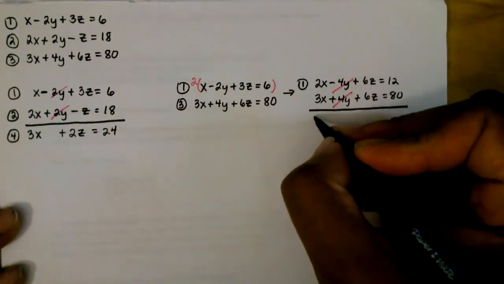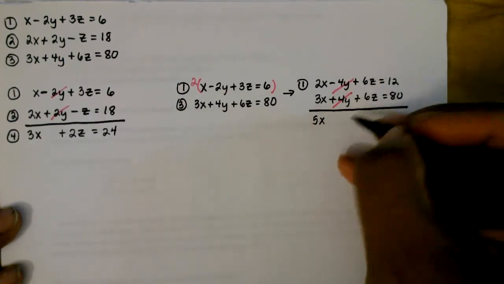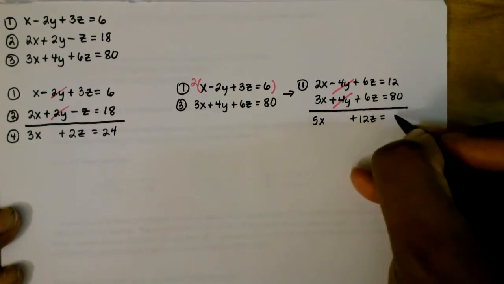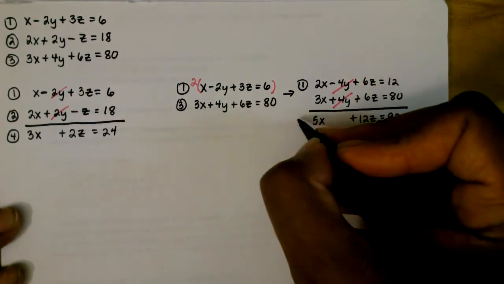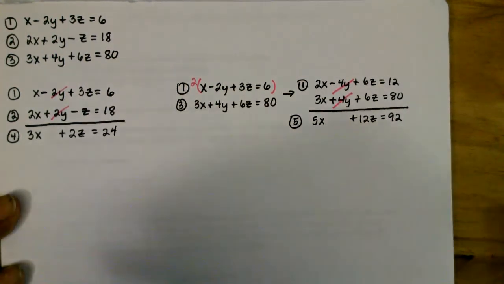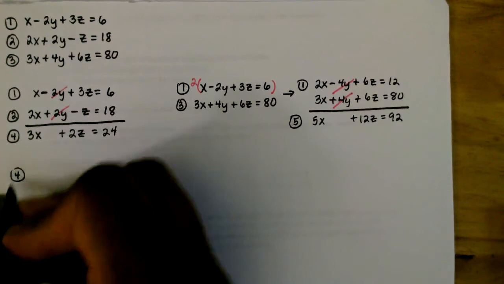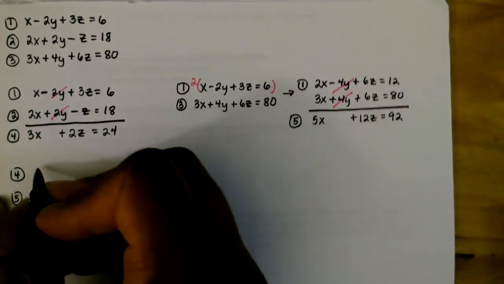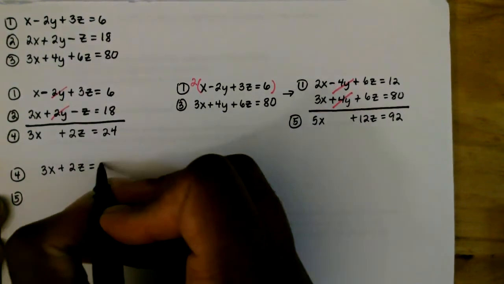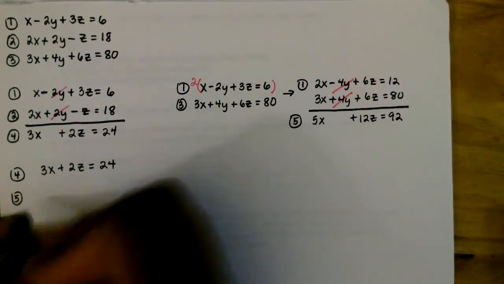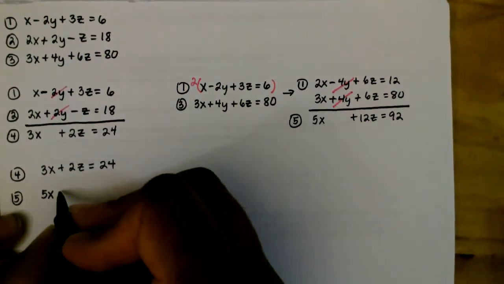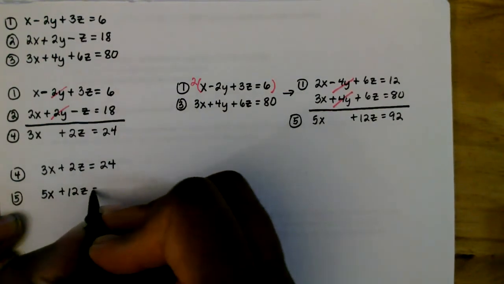2x and 3x added together will be 5x. Plus 6z plus another 6z is 12z. And then 12 plus 80 will be 92. So this is going to be equation 5. So I'm going to put equation 4 and 5 together. Equation 4 was 3x plus 2z is equal to 24. Equation 5 was 5x plus 12z is equal to 92.